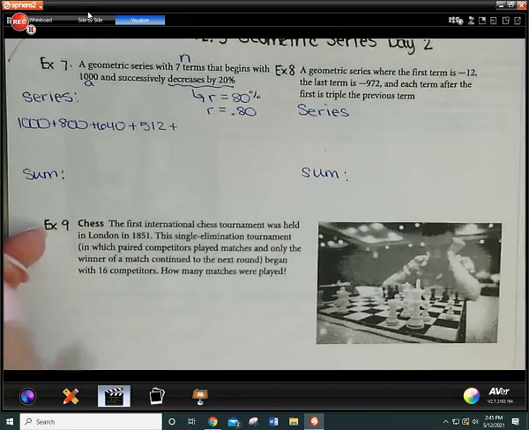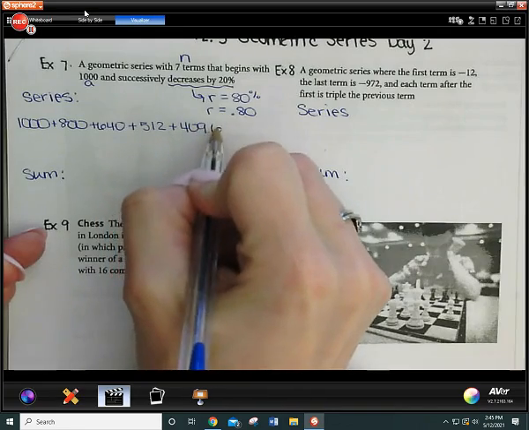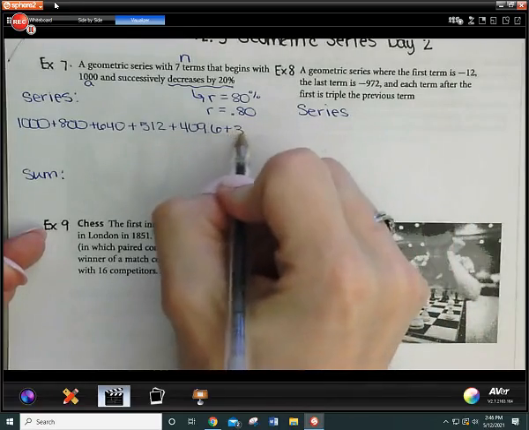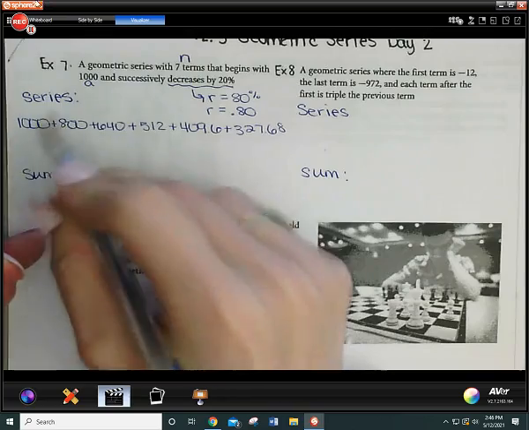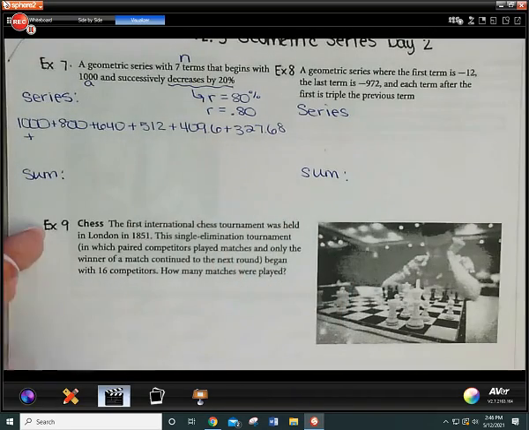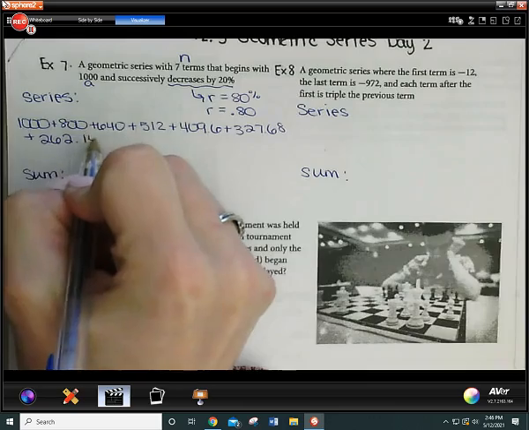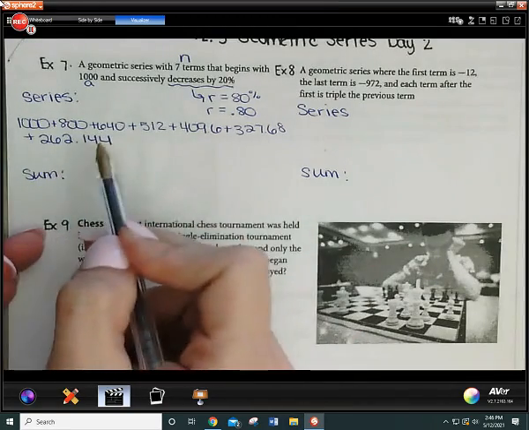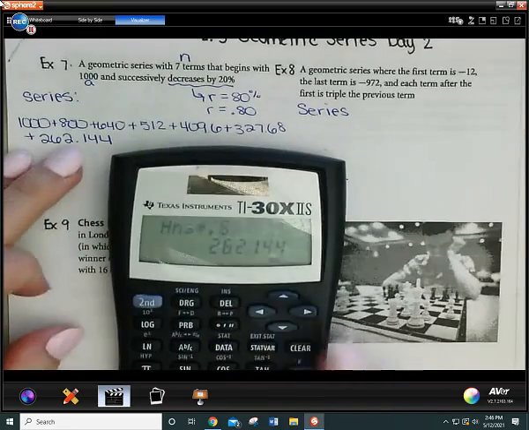Take that times 80%, we get 409.6. Keep going, times 0.8, so now we're at 327.68. That's 1, 2, 3, 4, 5, 6. So I got to do one more. There we go. So I get 262.144. So there's the series if I write it out. And so now if I want to find the sum, grab your calculator and add all that stuff up.